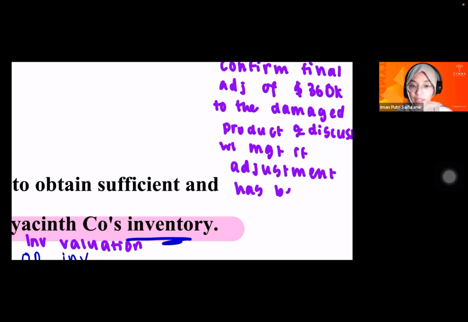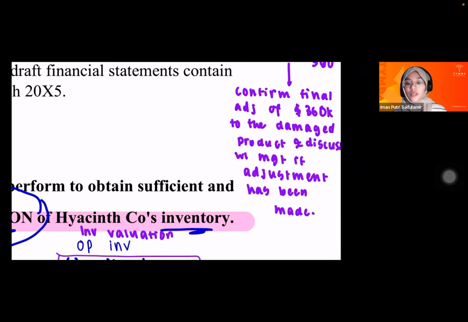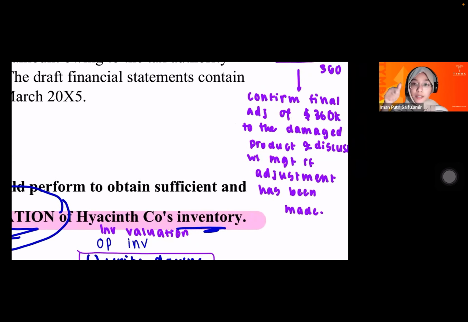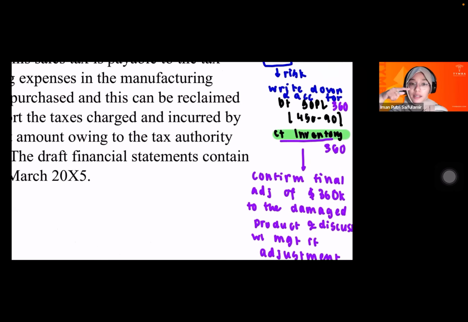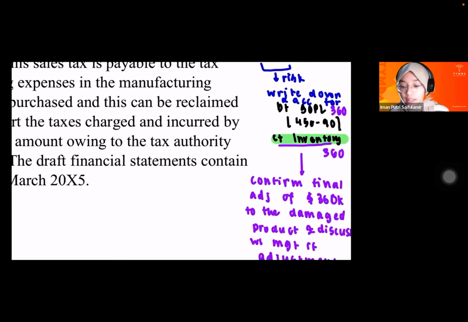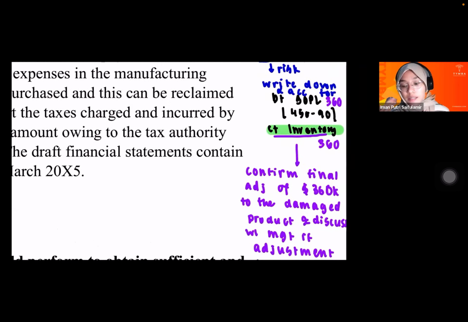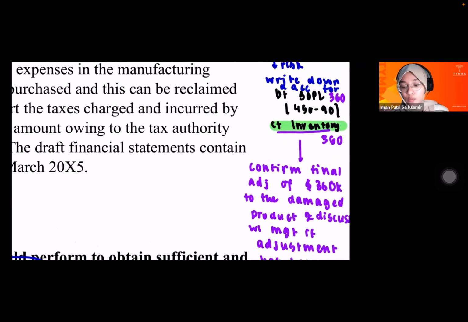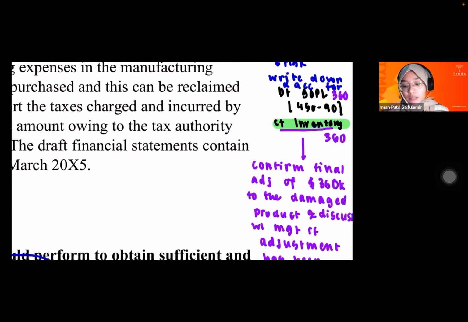Has been made. Okay, so first we confirm the final adjustment. Okay, we have, or another thing that you can say is recalculate the final adjustment. Recalculate the final adjustment of 360K to the damaged product. Discuss with management if adjustment has been made.